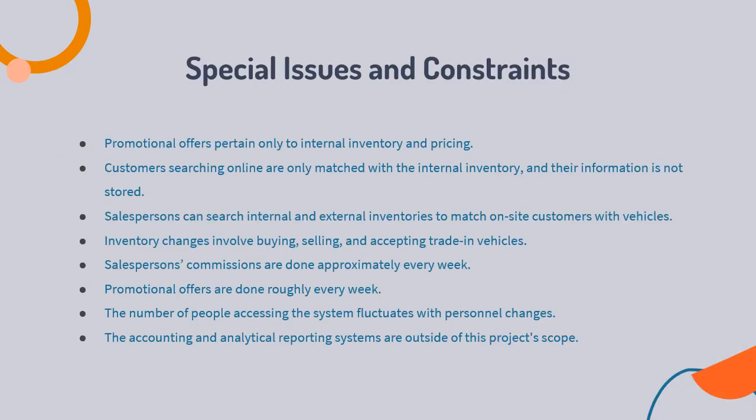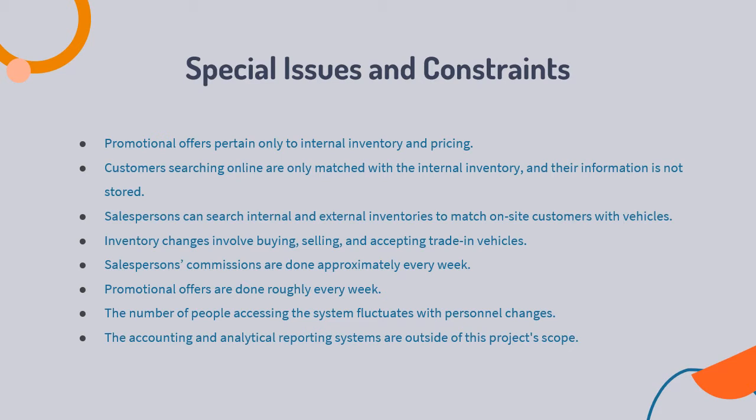We now come to the last section of the system request document, which deals with special issues or constraints. First, the car dealership needs to prioritize its vehicles on hand, so promotional offers pertain only to those vehicles and to their pricing. Also, customers doing an online search are only matched with the internal inventory. To ensure cybersecurity for those online customers, their information is not stored. For on-site sales, salespersons can search internal and external inventories to match customers with vehicles.